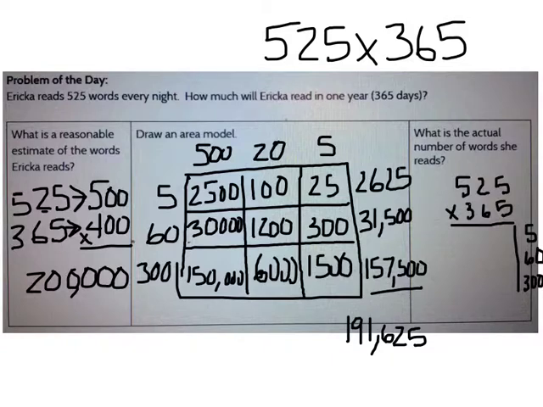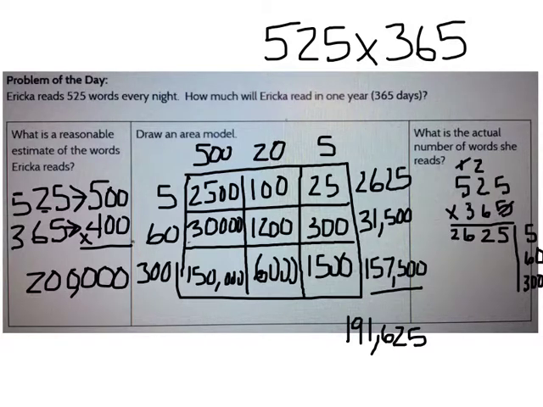Alright, when I multiply by 5, I'm going to multiply 5 by each number going across. 5 times 5 is 25. 5 times 2 is 10, plus 2 more is 12. 5 times 5 is 25, plus 1 more is 26. I'm done with my 5.